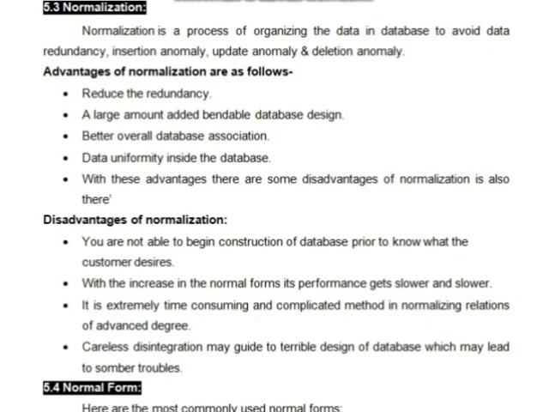Next, a large amount of data can be added to the database design. Then it is better for overall database association, because normalization is the rule here. So the association can be created by using the foreign key concept. We can identify the primary key and link multiple tables by using certain relationships and certain foreign keys. Data uniformity inside the database. If we follow the normalization rules, the data which we are inserting in the table has a uniformity. Okay, these are some advantages.